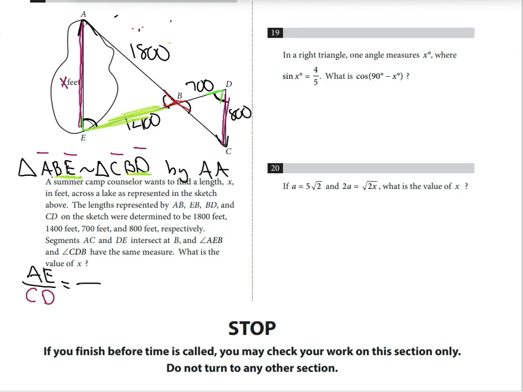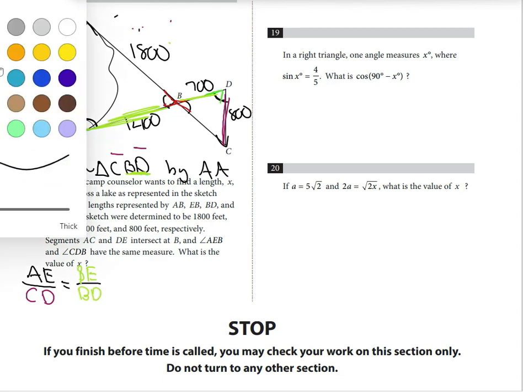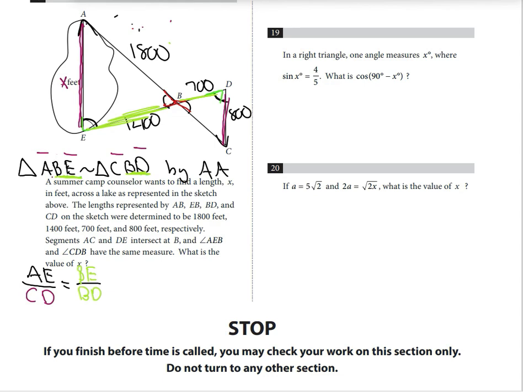EB and BD. So we'll do BE and BD. Okay, so we'll do those sides. So we can use that to set up our proportions. So AE, that's going to be X over CD, which is 800. BE, 1400. BD is 700. So now we got a proportion.